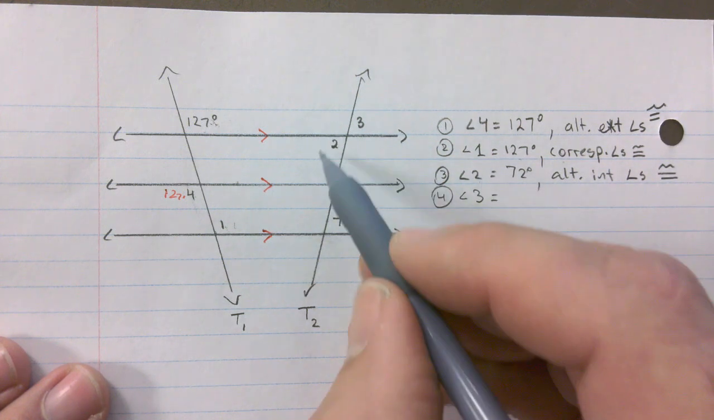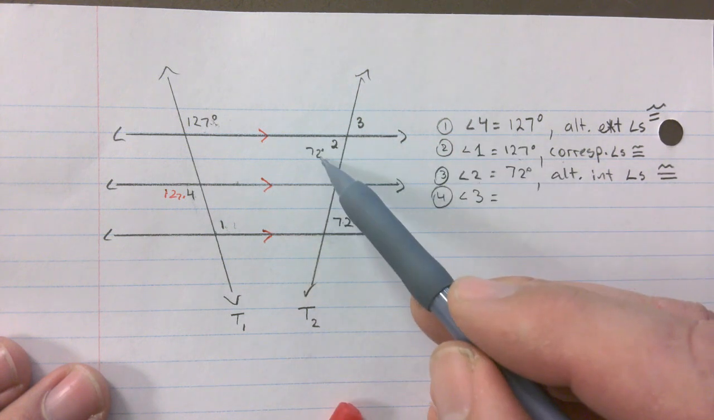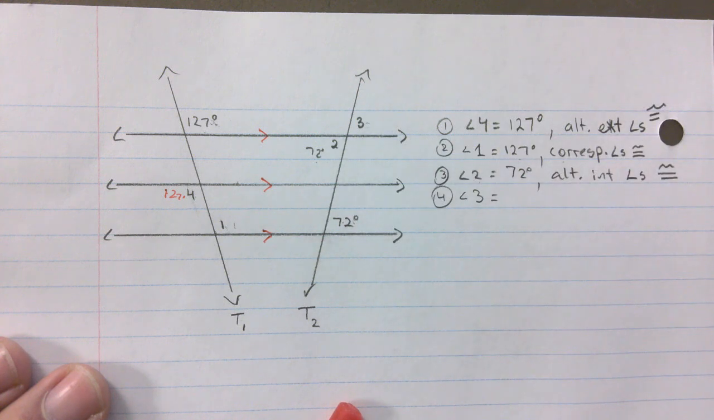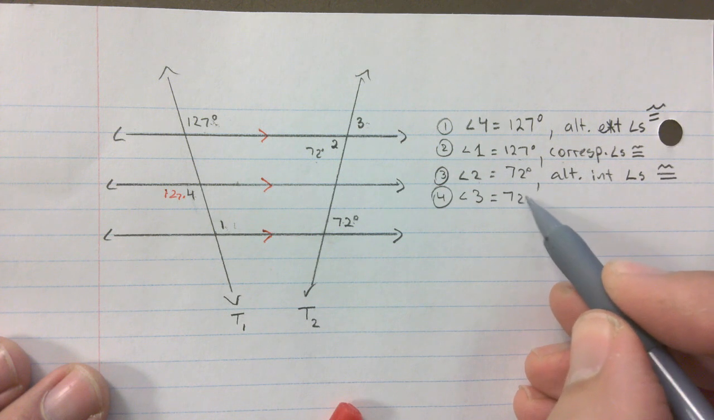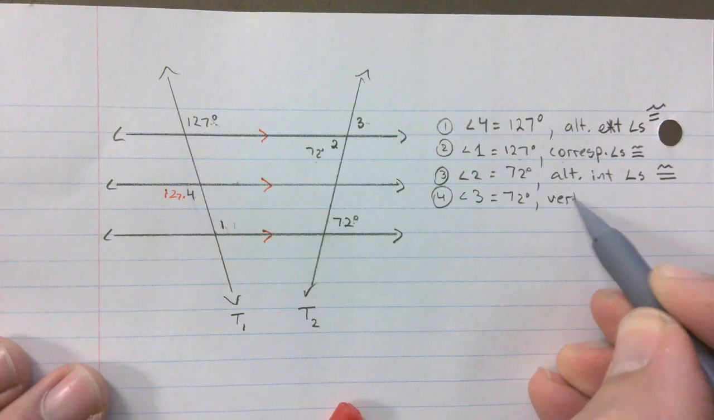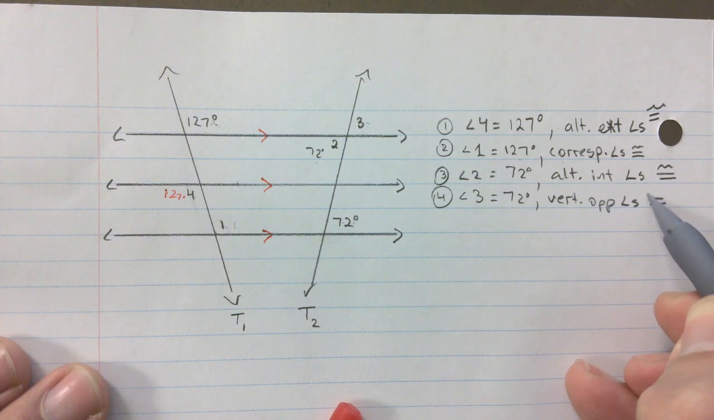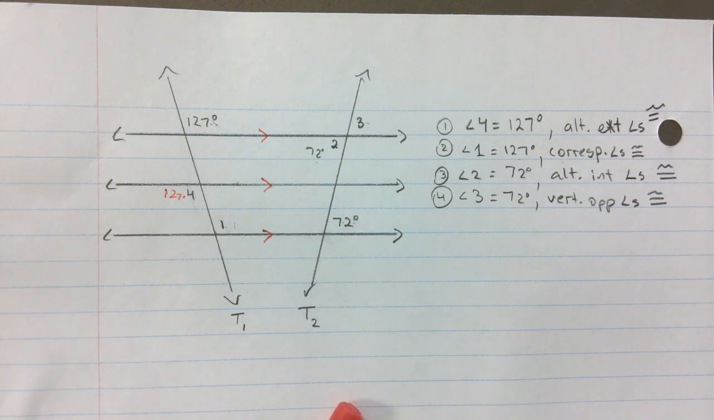So number 2 is 72. So what do we know about these two? Vertically opposite, always true, regardless if the other lines have been parallel or not. So 72 degrees, vertically opposite angles are also congruent. So what's up with all these congruent things, right? But that's true because they're copies. You're making copies of the original angle, and so that's really what it is.